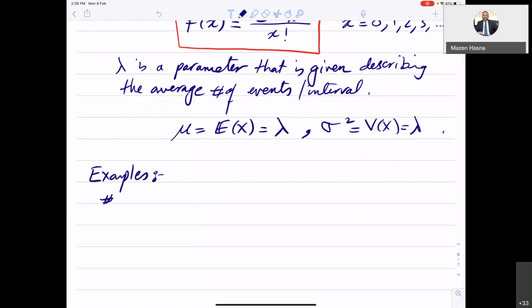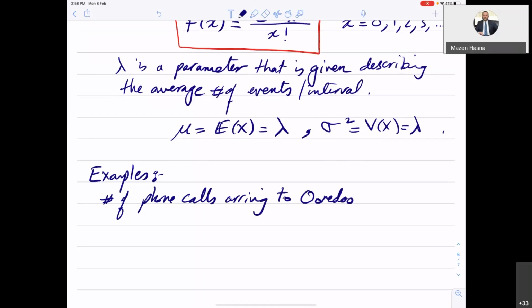So the number of phone calls arriving, let's say to Ooredoo. I always give the example of Ooredoo because I dealt with Ooredoo a lot. I've been with Ooredoo since I started using cell phones, so that's why. Not saying they are better or worse than Vodafone, but I know for sure that Vodafone has improved a lot over the years.